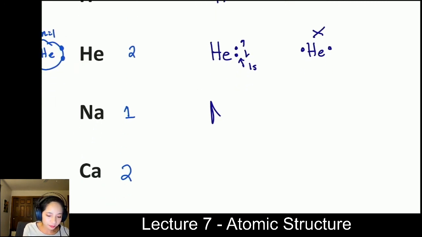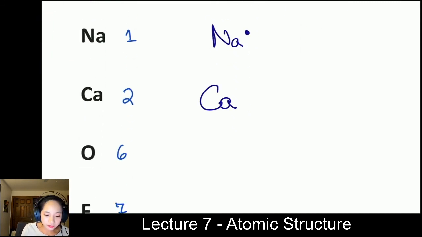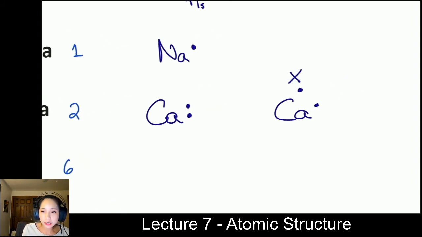Okay, sodium. There's only one electron. It's an s electron in its valence shell, so I'm going to just stick it right there on the east side. Calcium. Okay, 2 electrons, and they're both s electrons. So 1, 2. Again, they're paired because they're both s electrons. You're not going to write it like this, because that indicates that they're not paired. That would not be correct.